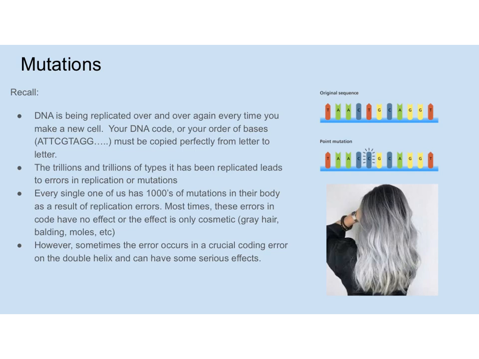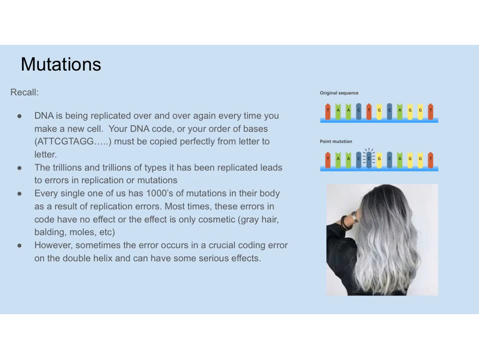So DNA is being replicated over and over again every time you make a new cell. Your DNA code is basically the order of your bases, and everybody has a slightly different order. Now, when we say that we are 99.9% the same as chimps, what that means is that if you looked at a chimp's order of bases and compared them to the order of your bases, 99.9% of the bases would be in the exact same order. It's a very, very small percentage. That's the difference between them. It's even less between people. So our bases are almost exactly the same. It's just a very few bases that are out of order that make us slightly different.